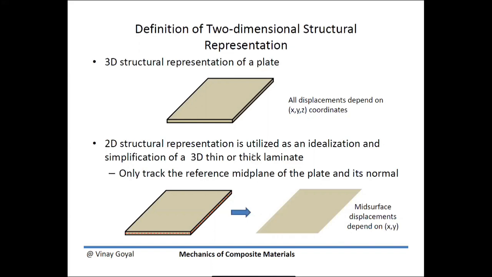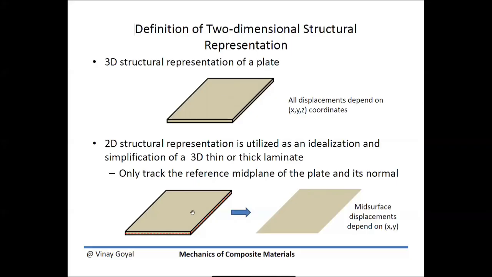What we're going to do is take the 3D structural representation and idealize it as a surface. And what we're going to do is track the deformation of this plate by following the mid surface of that plate. And so we've simplified a finite 3D plate into a 2D surface. Now if you were to model the aircraft, you would just model this mid surface, and that is representing the 3D behavior of the structure.